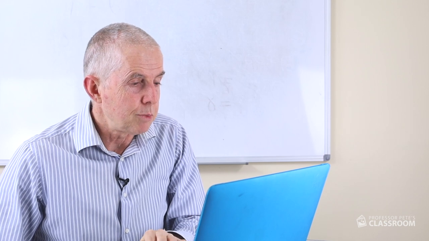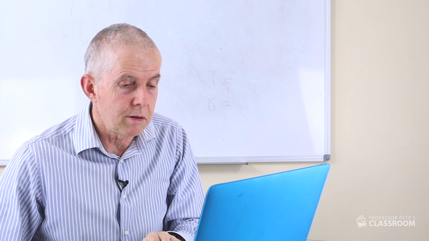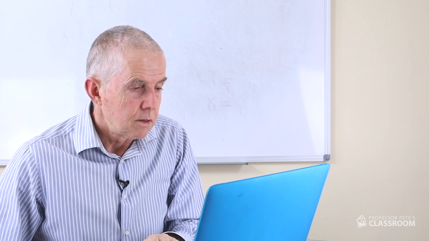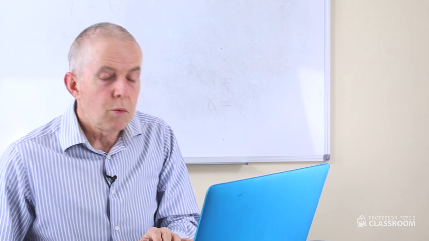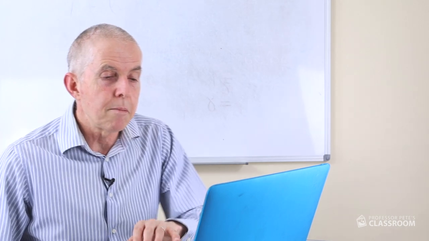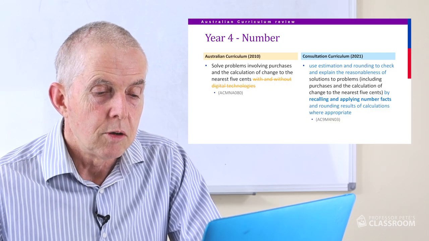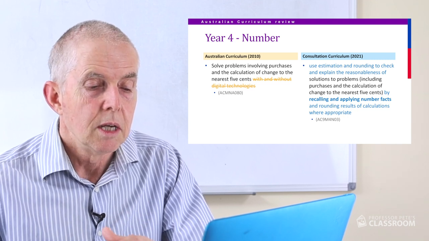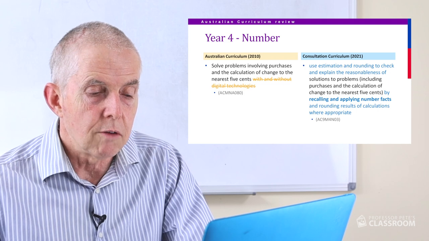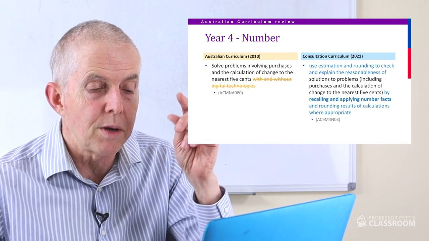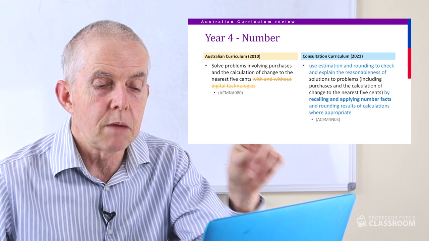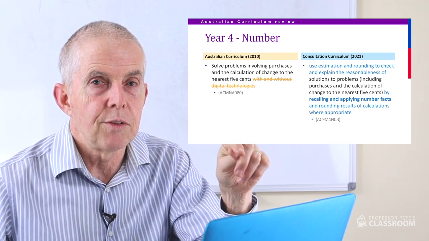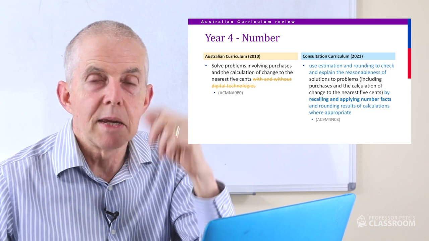Let's just go back to that previous content descriptor where it did say they were recalling number facts and see if we can rescue the curriculum writers. Here we are. It's in the third number content descriptor. Remember, it was about using estimating and rounding to find solutions to problems, including calculations of change to the nearest 5 cents by recalling and applying number facts. By recalling and applying number facts. That doesn't make any sense, does it?